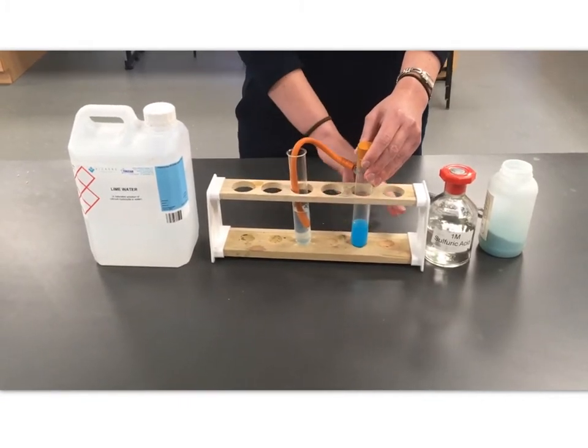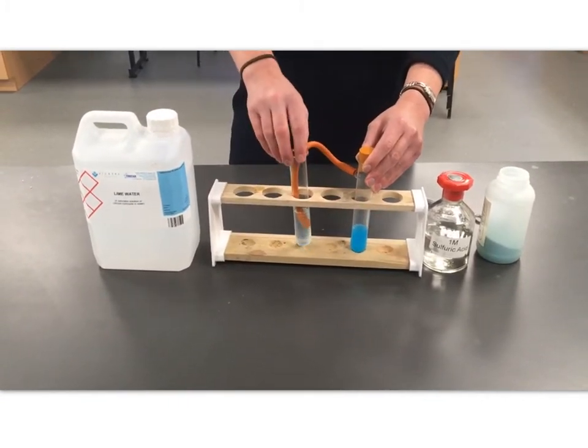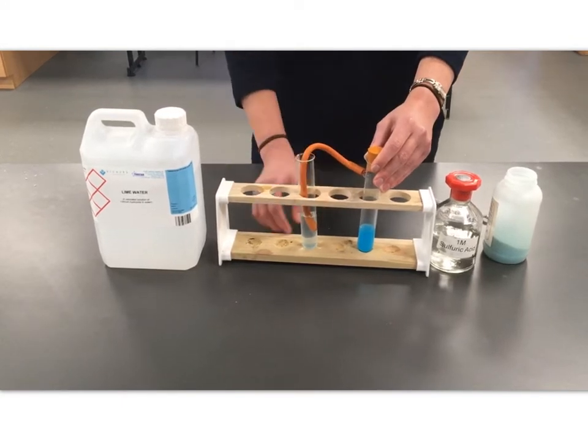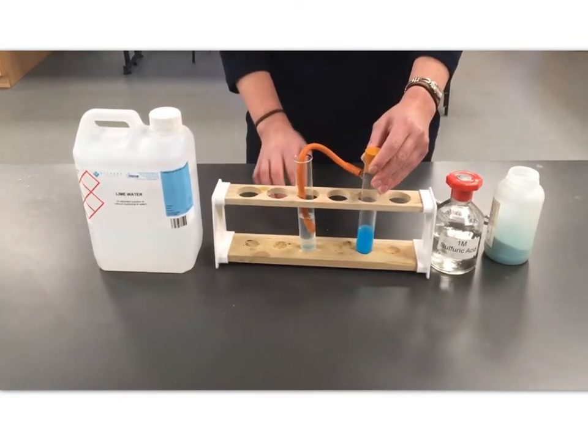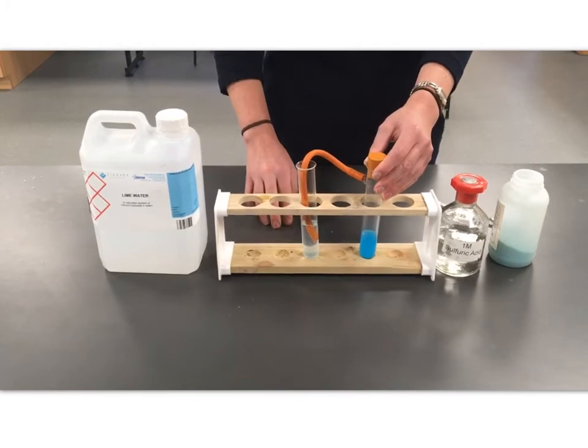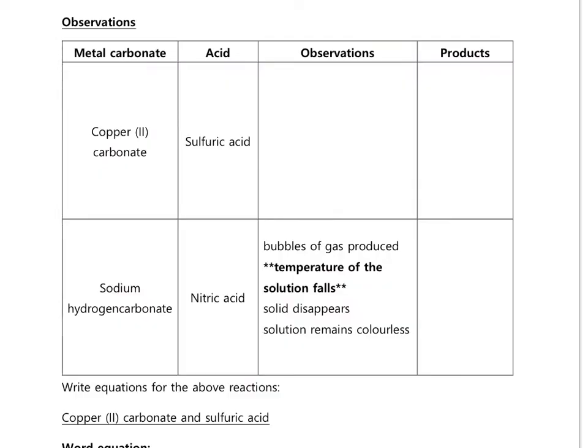So those are the observations you need to know for that, and you need to know that the test for carbon dioxide is by passing it through lime water. Lime water will change from colourless to milky. So before we move on to the next reaction, let's check you got all those observations filled in. Okay, so we saw fizzing, or bubbles of gas produced, or effervescence, and that was due to carbon dioxide being produced in this reaction.